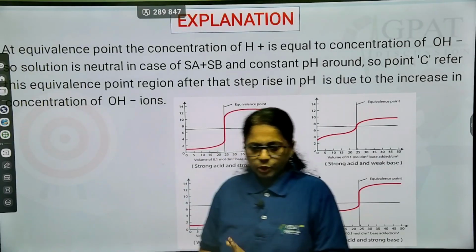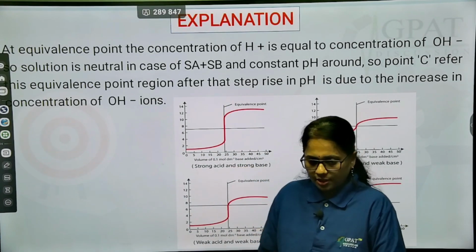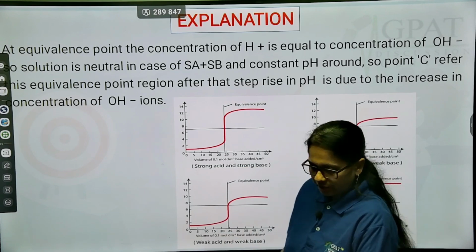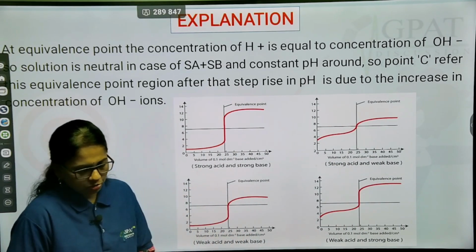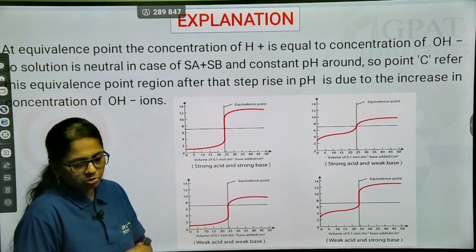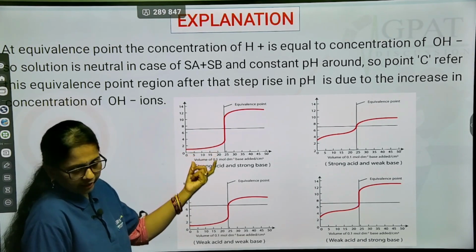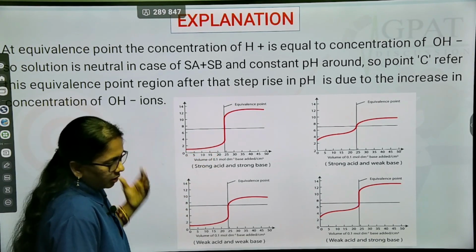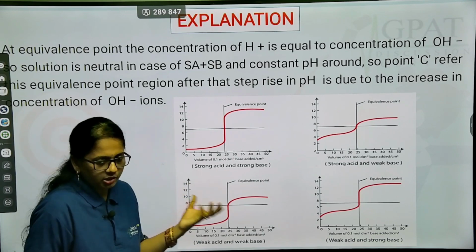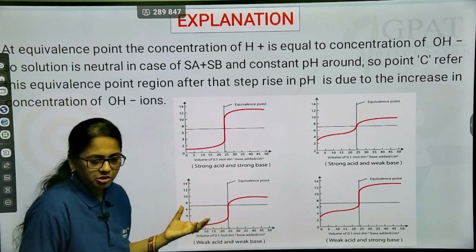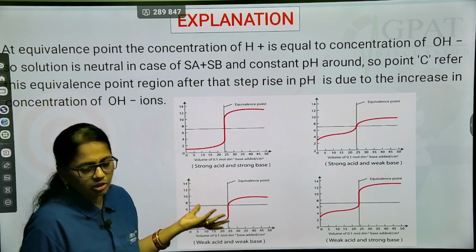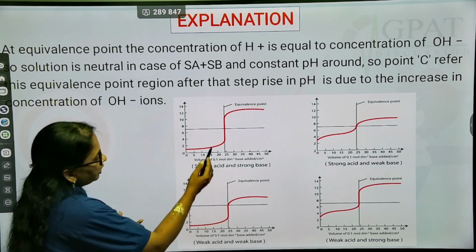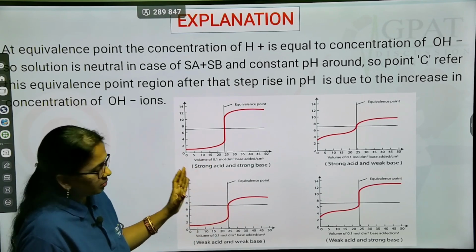So at the equivalence point, the concentration of H plus ions is equal to the OH minus ions. So whenever strong acid versus strong base is used, definitely you are going to see a sharp end point in the curve. Okay, so by seeing the options itself, you can easily identify the titration curve related to strong acid versus strong base, because the question is very easy and you can identify the graph related to strong acid versus strong base.